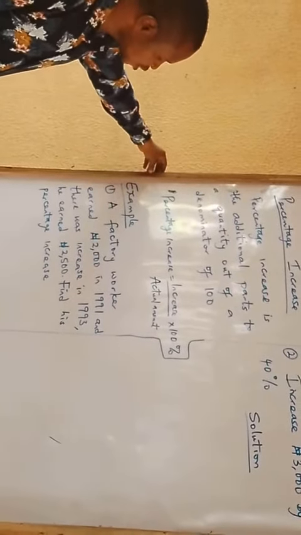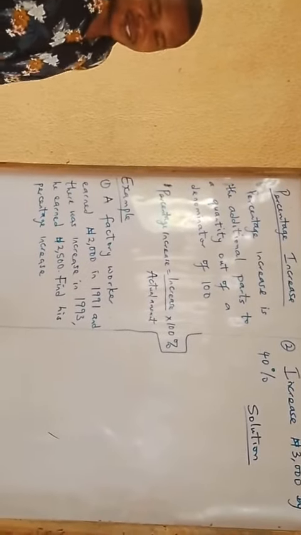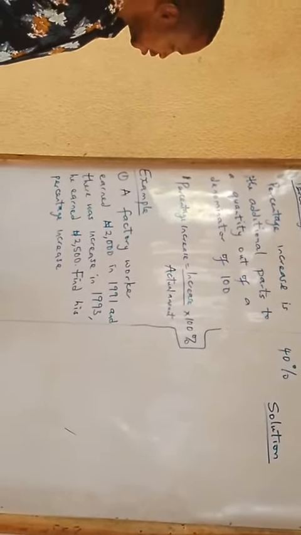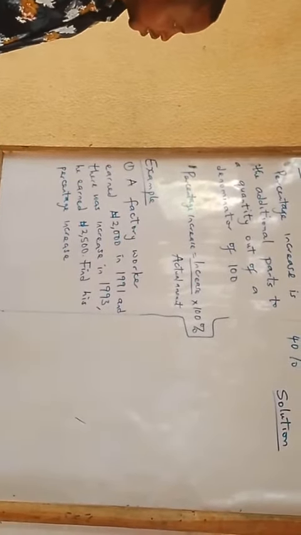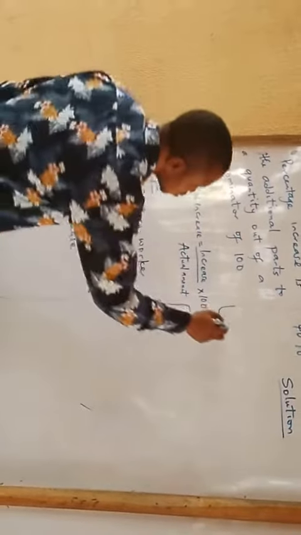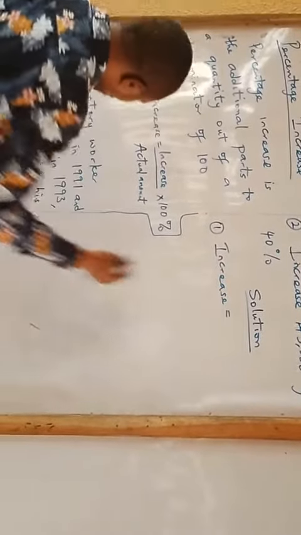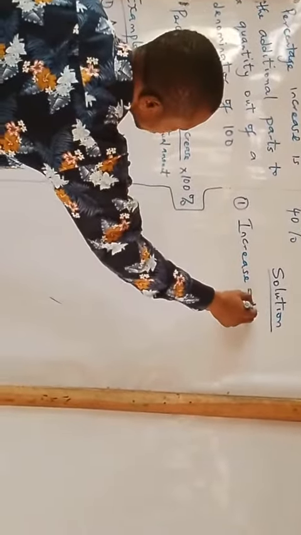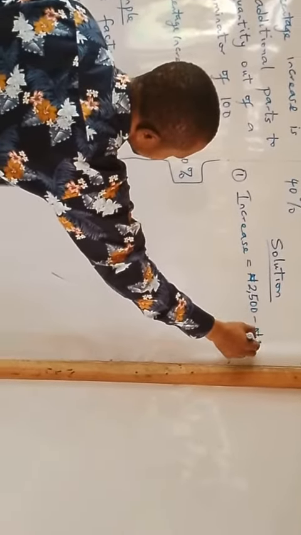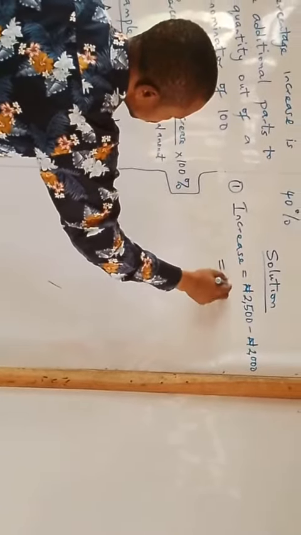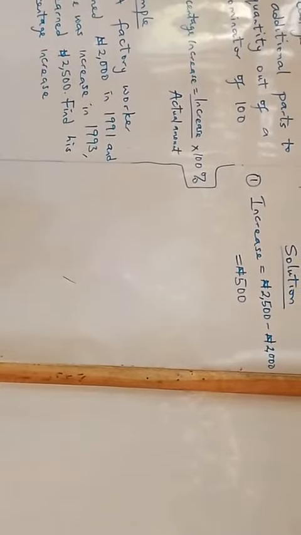Number one, a factory worker earned 2,000 naira in year 1991 and there was an increase in his salary in year 1993. He earned 2,500. Find his percentage increase. Let's solve this question. The first thing that we need to calculate is the increase that took place. So in year 1993, he was paid 2,500 naira, and in year 1991, he was paid 2,000 naira. So we need to find the difference. So the increase on his salary was 500 naira.